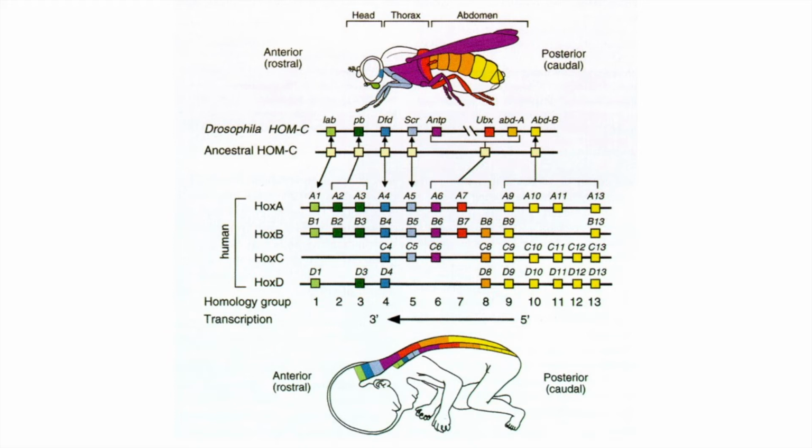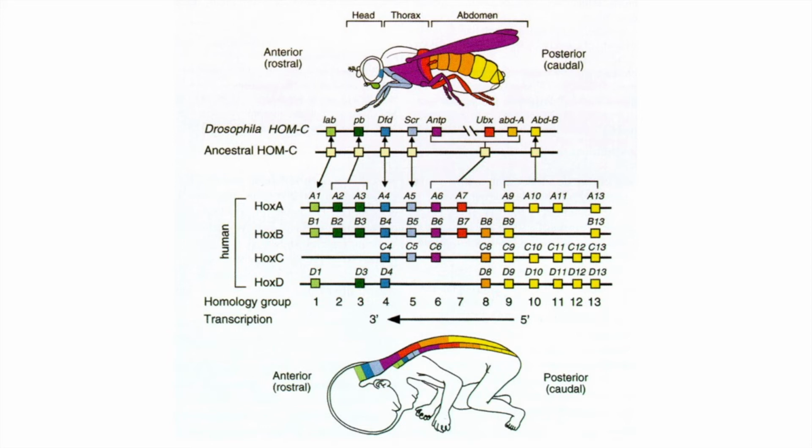In the Drosophila Hox gene cluster, the anterior-most expressed gene is 3' and the posterior-most gene is 5'. For mice and humans, there are 4 separate Hox gene clusters on 4 different chromosomes, but the order of gene expression is still in a 3' to 5' order.